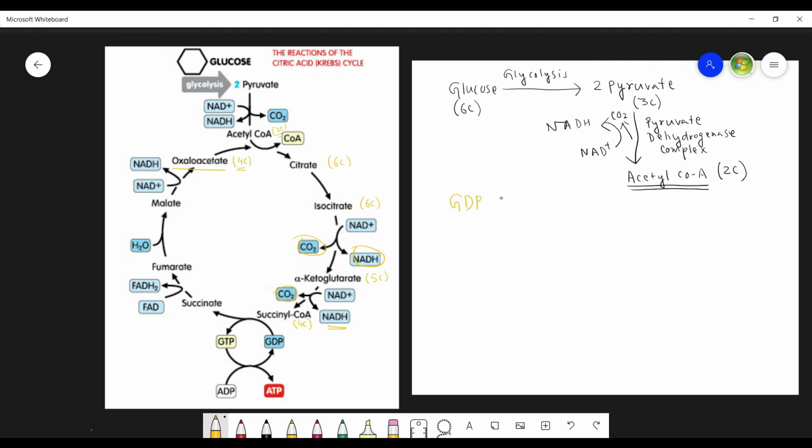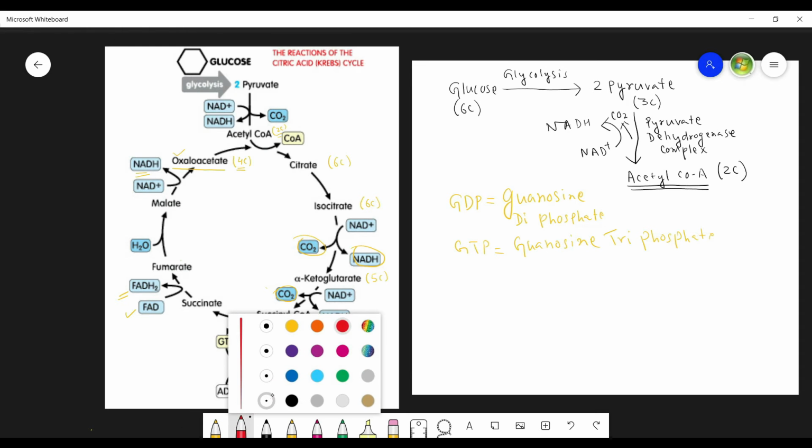What is GDP? GDP stands for guanosine diphosphate. And what is GTP? GTP stands for guanosine triphosphate. Now from succinate, what is forming? Fumarate is forming. And in this reaction, we are finding that FAD is giving rise to FADH2. And from fumarate to malate is produced. And here one molecule of water is required. And from malate, once again oxaloacetate is forming. And when this conversion is taking place, then NAD plus is giving rise to NADH. So these are the reactions taking place in Krebs cycle or citric acid cycle.